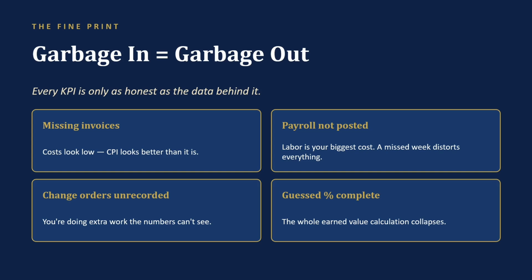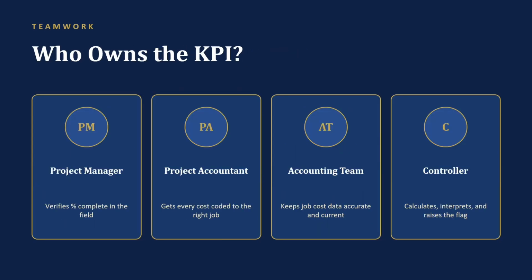Missing invoices: costs look low, so CPI looks better than it really is, and you celebrate a problem. Payroll not posted: labor is the biggest cost on most jobs, and one missed week distorts everything downstream. Change orders that never got recorded: the crew is doing extra work the numbers can't see, so the job looks inefficient when it's actually underbilled. And a guessed percent complete. That one collapses the entire earned value calculation. If the KPI looks strange, don't argue with the KPI. Check the data first.